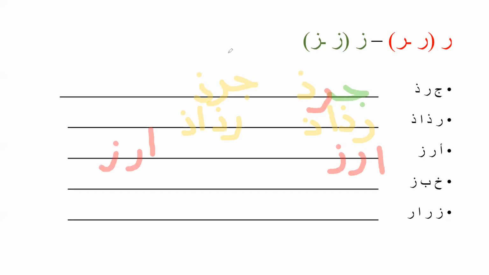Then we have khubz. Now, these are connectable. So here it is, kha with a dot above, and then ba. Khubz means bread. Then ra, alif, zay. Khubz. And then zurar, a button. Again, all of the letters do not connect together. Zurar.